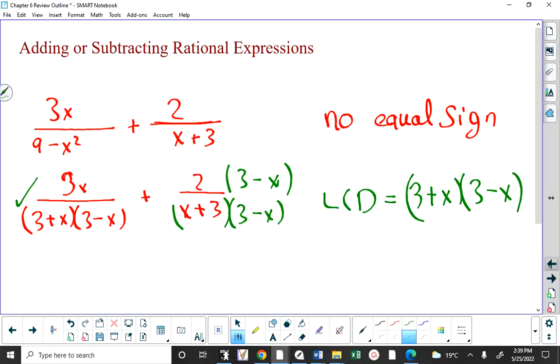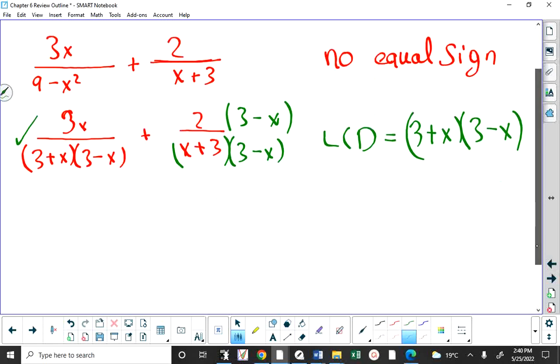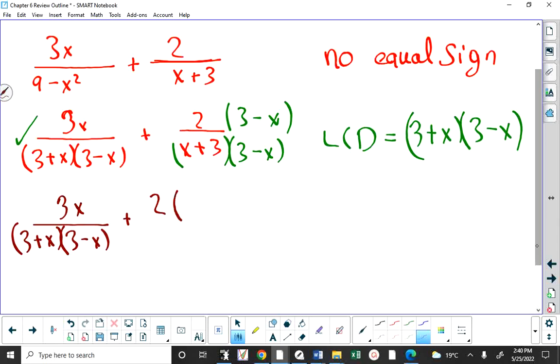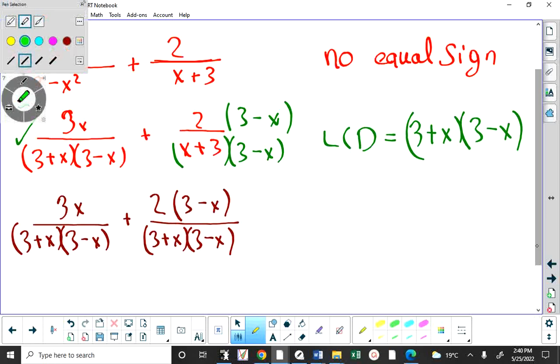Okay? So what's the end result here? The end result is that we have 3x over 3 plus x, 3 minus x, plus 2 times 3 minus x over 3 plus x, 3 minus x. I hope everybody is fine with me rewriting the x plus 3 as 3 plus x.